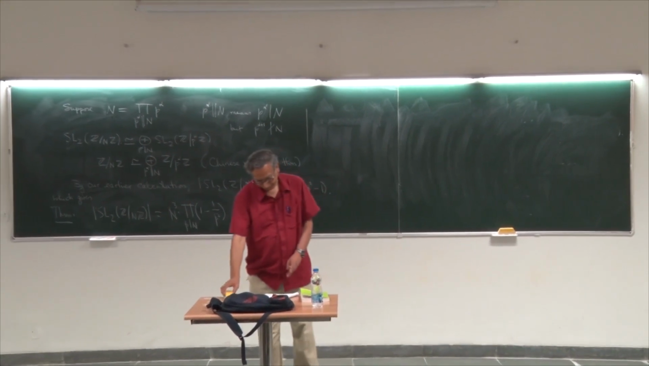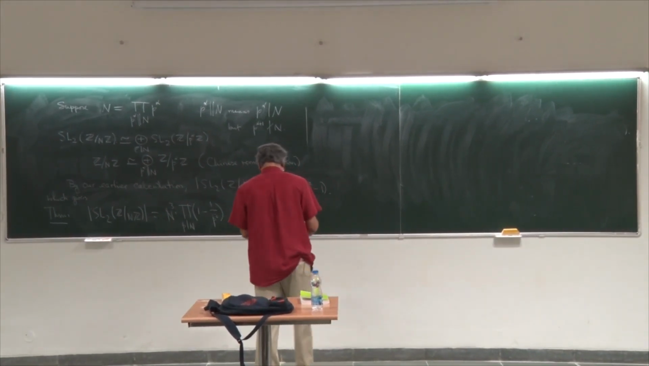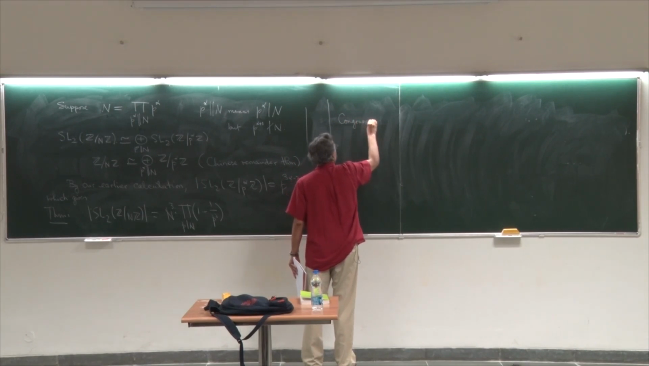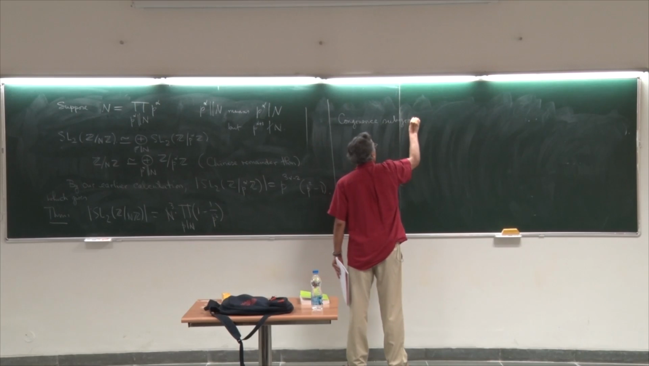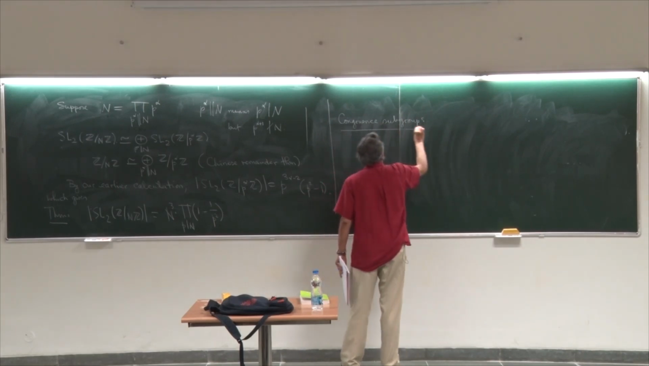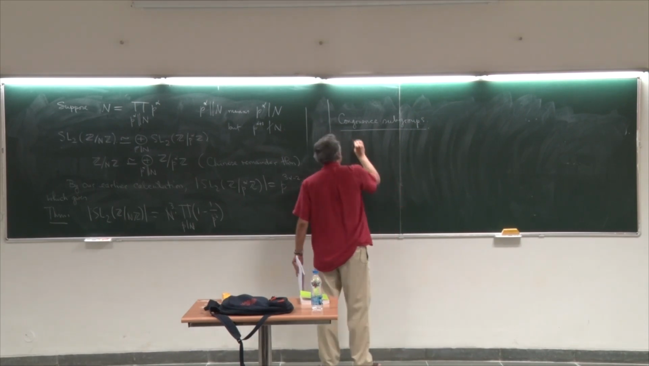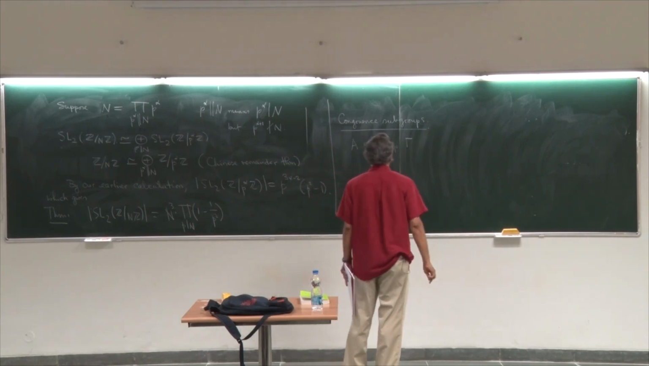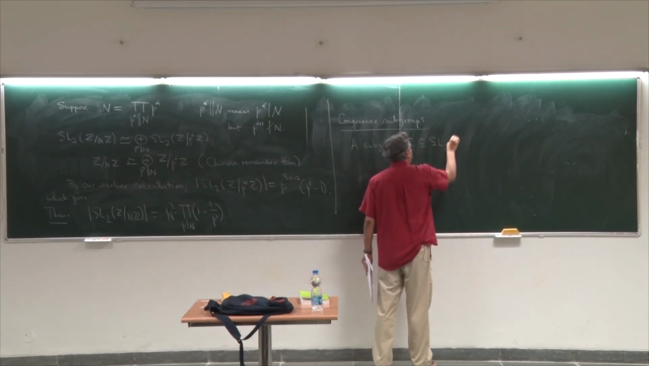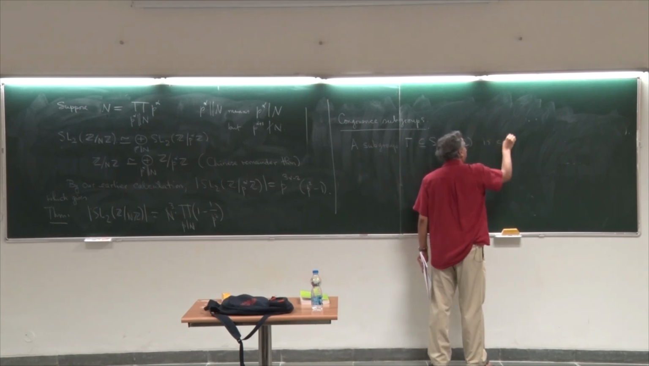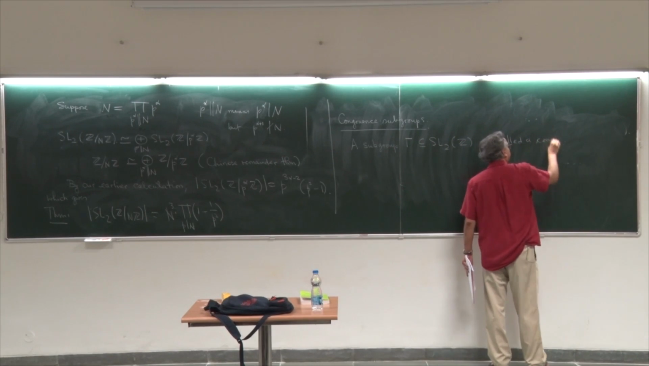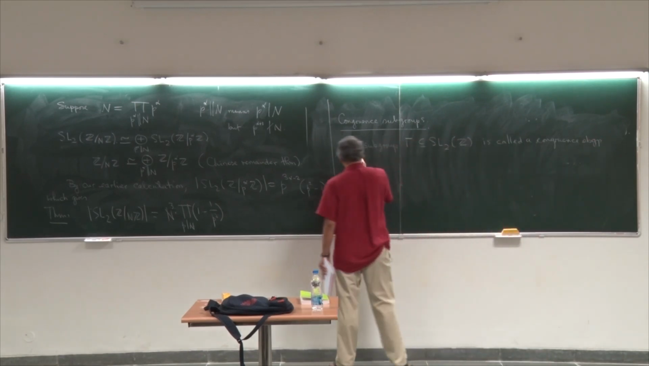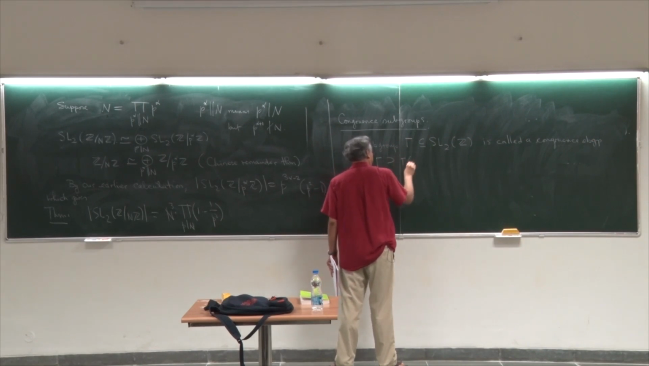All right. Now, let me say a few words about congruent subgroups. So, a subgroup gamma of SL2Z is called a congruent subgroup if gamma contains gamma of n for some n.